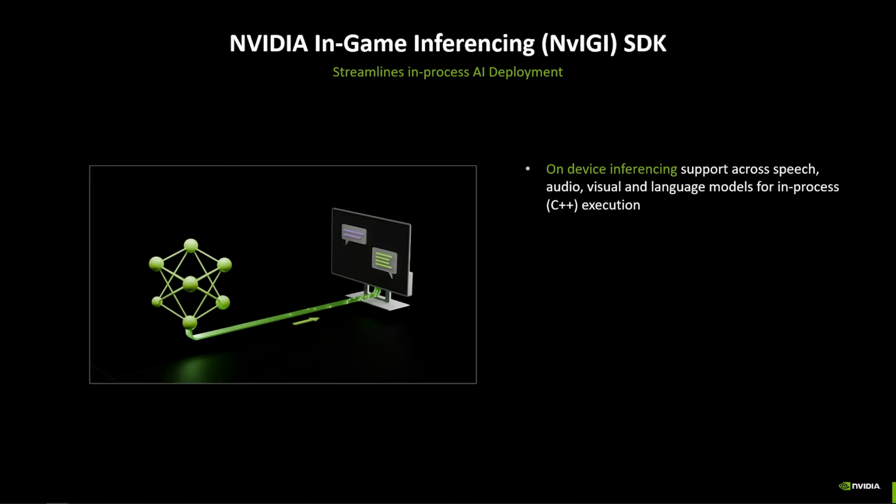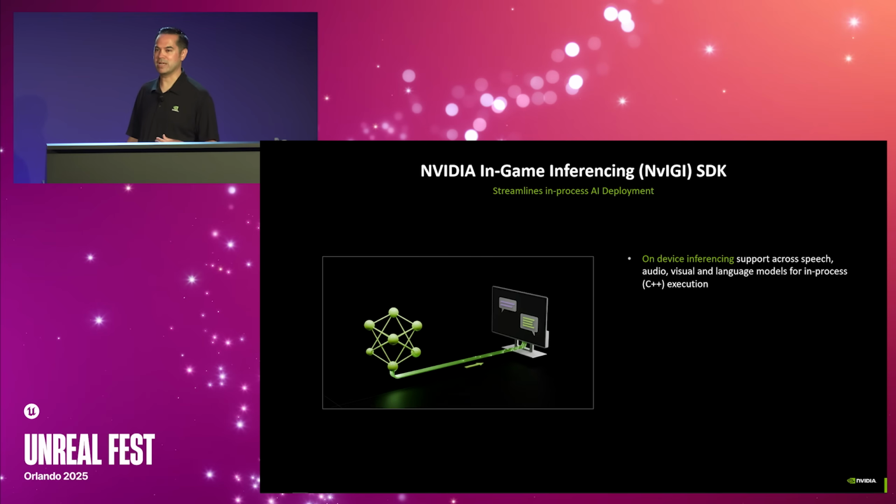This is the NVIDIA in-game inferencing SDK. This will help you streamline your in-process AI deployment. So in-process means I'm running it in the same process as my game. This is a C++ SDK. We support on-device inferencing across several different models: speech, audio, visual, and basically small language models. And this is for in-process, on-device execution.